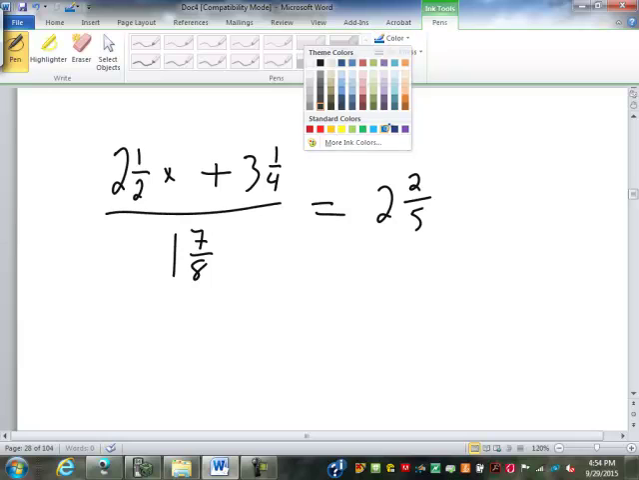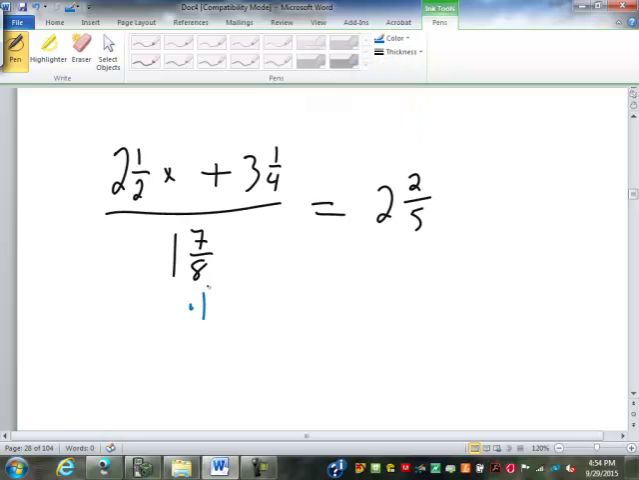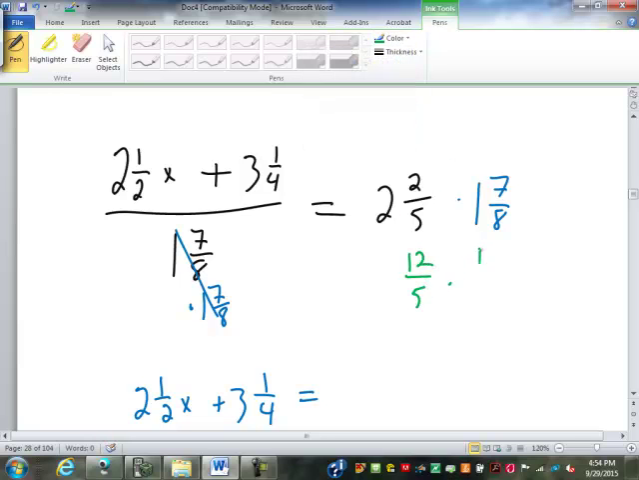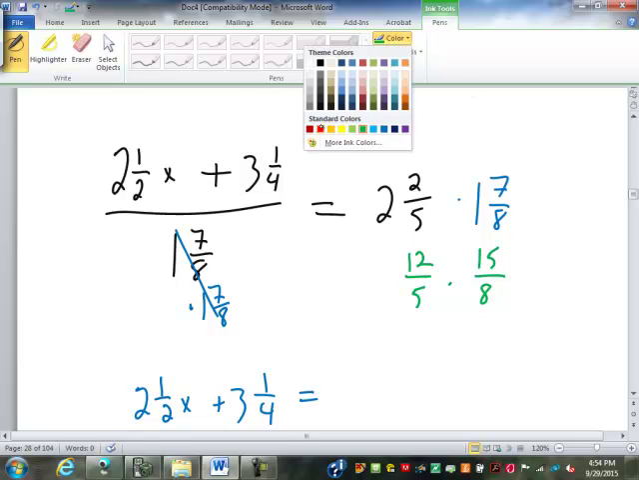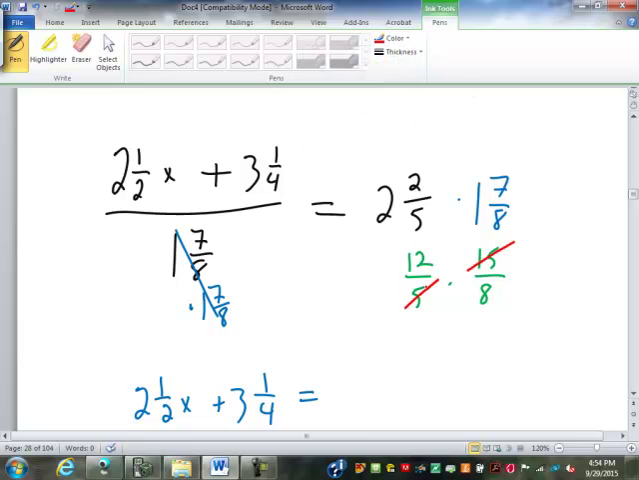Step 1. Multiply by 1 and 7/8. So 2 and 1/2 x plus 3 and 1/4. Over here, of course, this is going to be 12/5 times 15/8. I have some cross canceling to do. 5 and 15 can be divided by 5 to give me 1 and 3. 12 and 8 can be divided by 4 to give me 3 and 2. So this is 9/2, or 4 and 1/2. Then what?